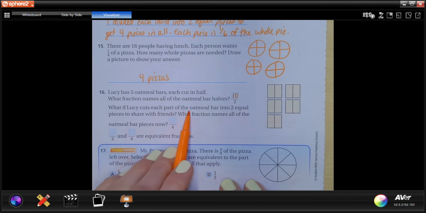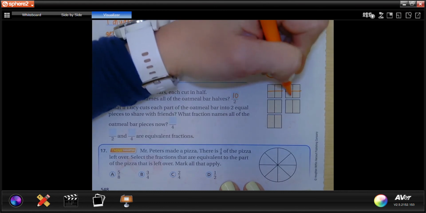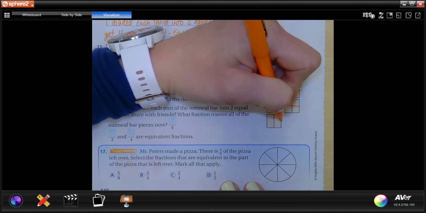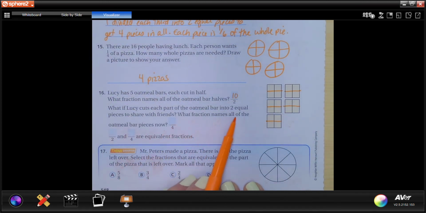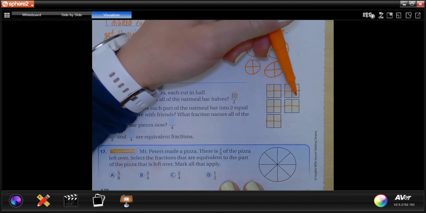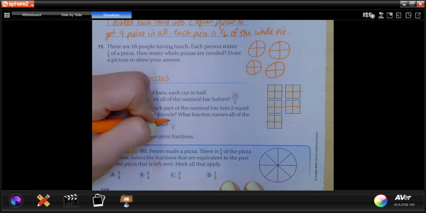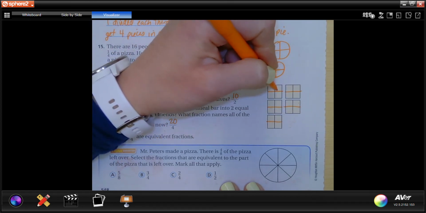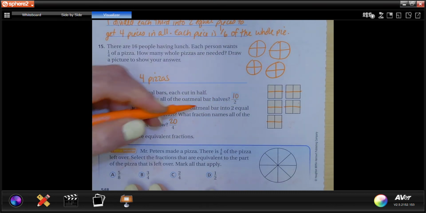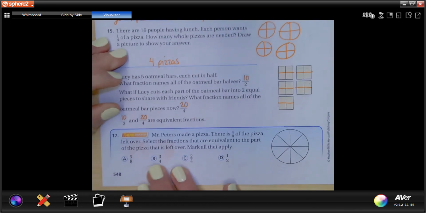What if Lucy cuts each part of the oatmeal bar into 2 equal pieces to share with friends? So she's going to cut each part into 2. What fraction names all of the oatmeal bar pieces now? 1, 2, 3, 4, 5, 6, 7, 8, 9, 10, 11, 12, 13, 14, 15, 16, 17, 18, 19, 20. 20 out of how many are in a whole? 1, 2, 3, 4. 20 out of 4. So we know that 10 out of 2 and 20 out of 4 are equivalent fractions.